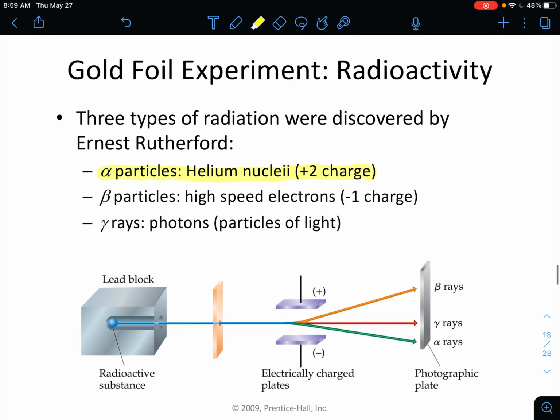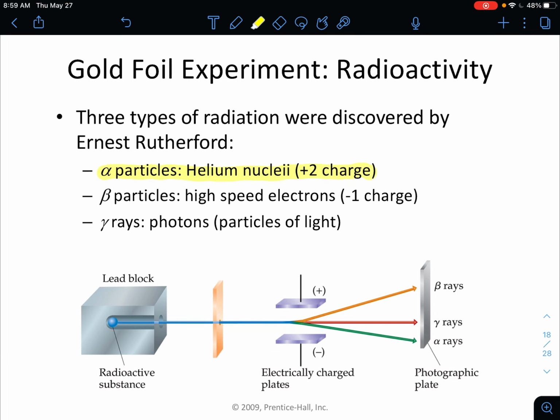So what we've got in this picture is this lead block that contains some element that is radioactive, meaning it spontaneously decays. I think he used radon in his actual experiment. But anyway, there's a substance in this container. It has an opening so that as radioactive decay occurs and these particles are released, they're going to travel in a specific direction.